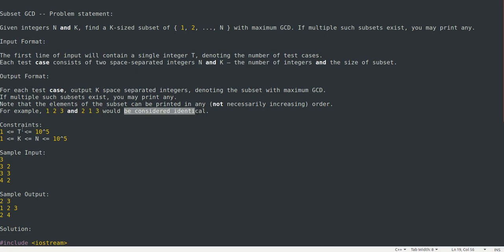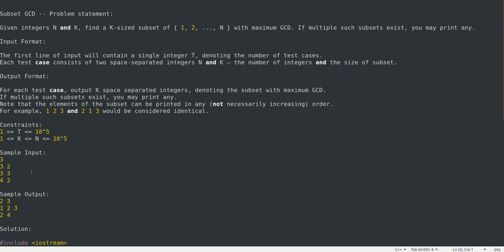Followed by that, they have given the constraints: t can vary from 1 to 10 to the power 5, k is less than or equal to n, and both k and n vary from 1 to 10 to the power 5. Okay, so let us understand this problem statement even better by looking into the sample inputs and sample outputs.